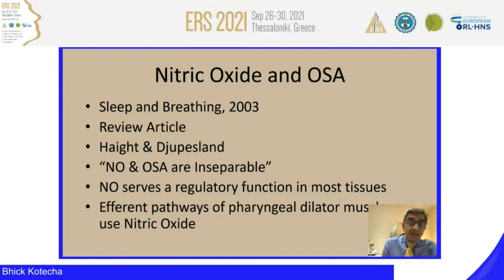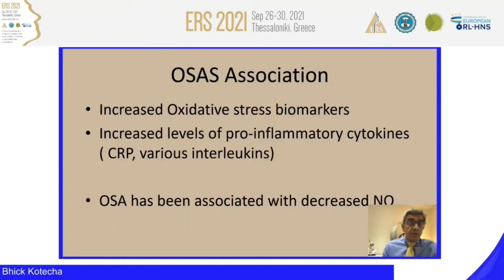pharyngeal dilator muscles. There are a number of associations with obstructive sleep apnea syndrome that are important. In patients with obstructive sleep apnea, it is thought there are increased oxidative stress biomarkers. There's an increase in the levels of pro-inflammatory cytokines, like CRP and various interleukins. Obstructive sleep apnea has been associated with a decrease in nitric oxide levels, and this reverses when the patient has been using CPAP therapy.